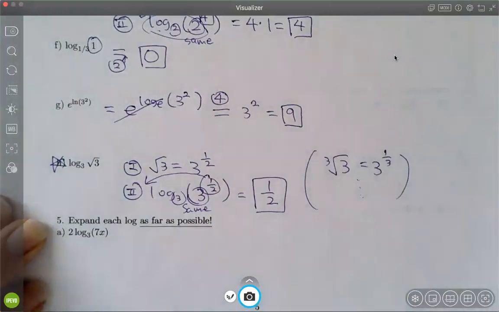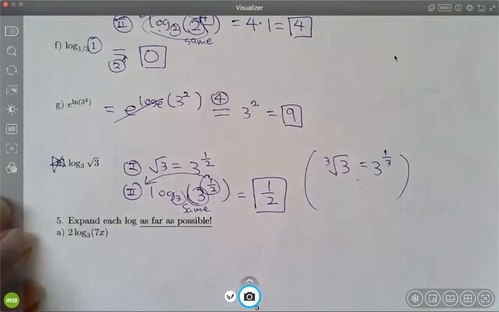Any questions on these simplifying logs? And again, remember that I did not use a calculator on any of these problems. Like I said before, I will show you what kind of calculator problems you are expected to see on the exam board.